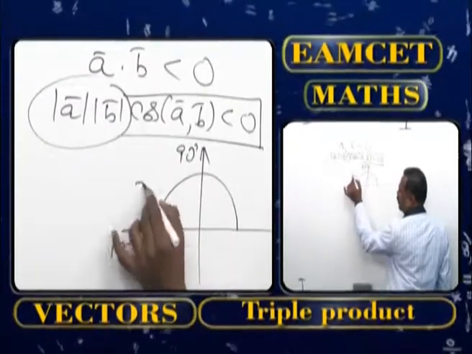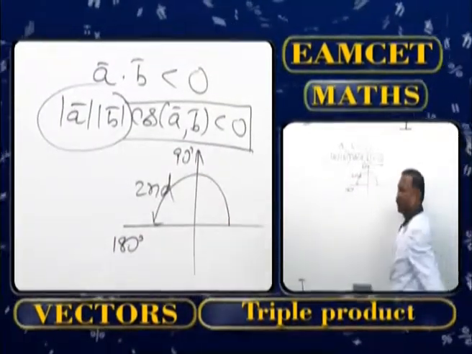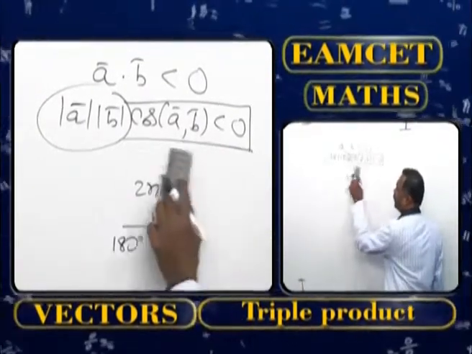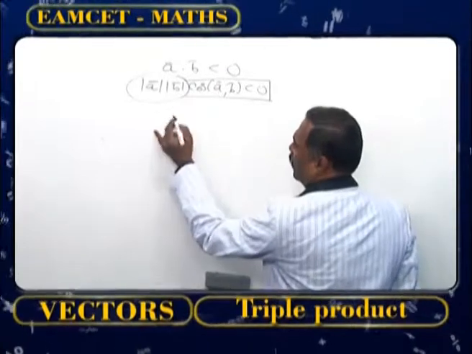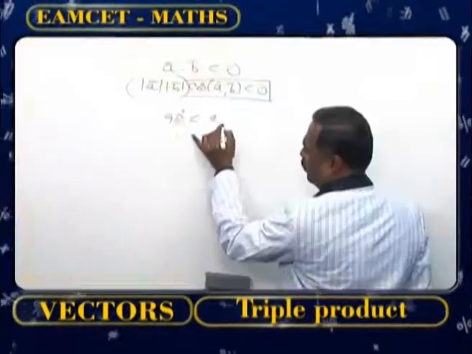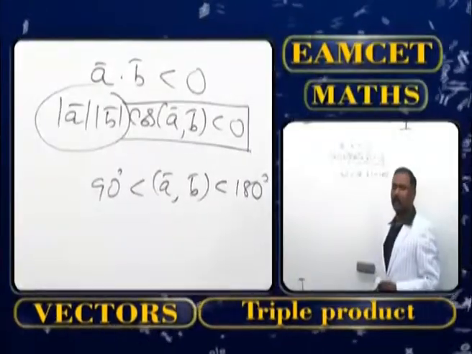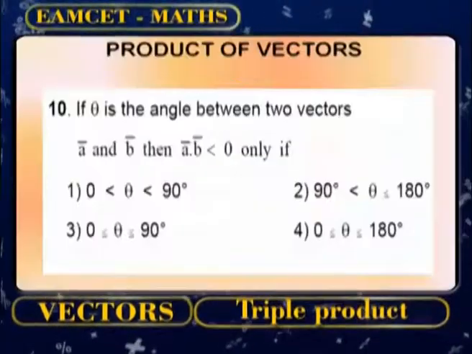Because in the second quadrant, cos is negative. In the first quadrant, cos is positive, but it is given to be negative. Hence the angle between A bar and B bar must lie between 90 and 180. Very simple problem. So the option is 2. Go to the next question, please.